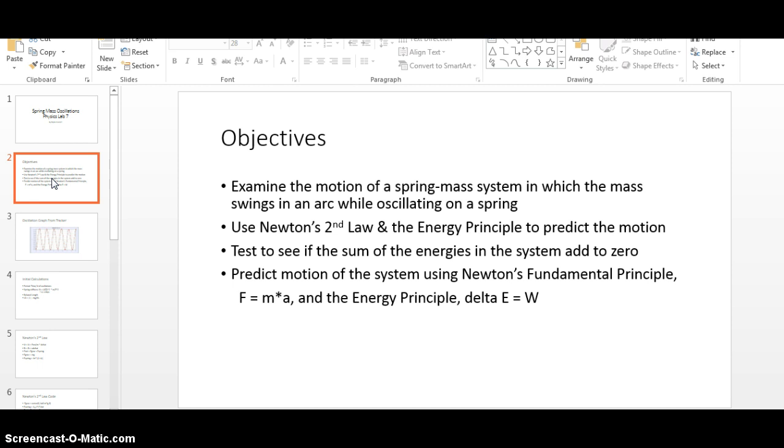And then we're going to test to see if the sum of the energies in the system add to zero. Last objective is to predict the motion of the system using Newton's fundamental principle, F equals mass times acceleration, and the energy principle, delta E, change in energy, equals work.